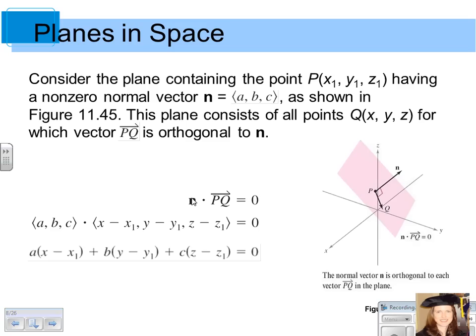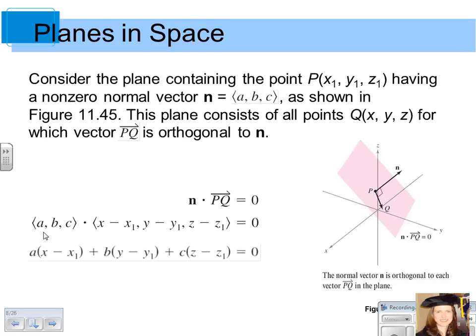Let's suppose we say n is the normal vector to the plane with components a, b, c, and we are given a point P with coordinates x1, y1, and z1. And Q is a general point, which would represent all of the points on the plane. Then the normal vector dot with the PQ vector is going to equal 0, because that's the property of the normal to a plane. It's going to be orthogonal to all the PQ vectors in the plane.